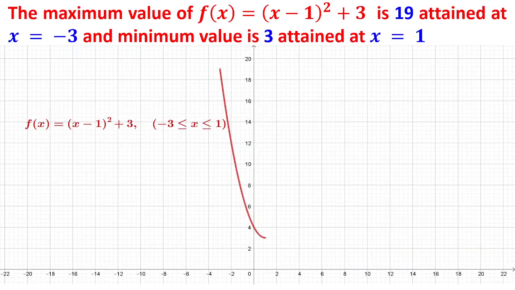This is the graph. You are seeing x minus 1 the whole square plus 3. I have taken only a part of the graph from minus 3 to 1. The maximum value is 19 shown in the graph. Minimum value is 3 shown at the bottom of the graph.